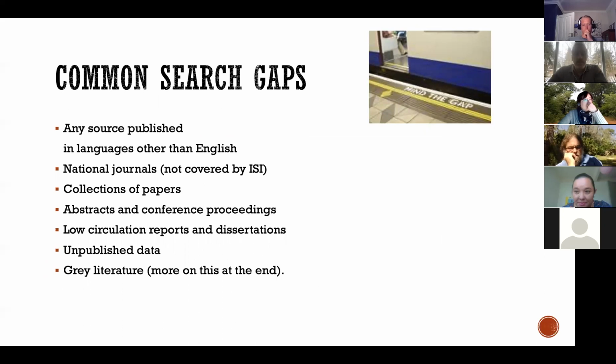And so you need to be cognizant, like I already said, of some of these gaps that are going to appear. And if you've decided to try to address some of these gaps, again, you need to state that in the methodology. So for example, for journals not covered by ISI, you made an explicit decision to search some other resources. You need to be clear about that.